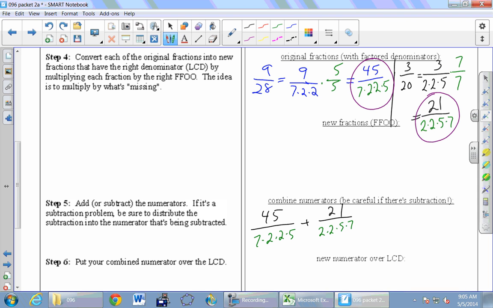And if the denominators are the same, then what can you do with the numerators? We can add them because we have the same denominator. So upstairs, 45 plus 21. Downstairs, I'm just going to copy. Doesn't matter what order you put it in. And so what do we get here? 66 over 7 times 2 times 2 times 5.